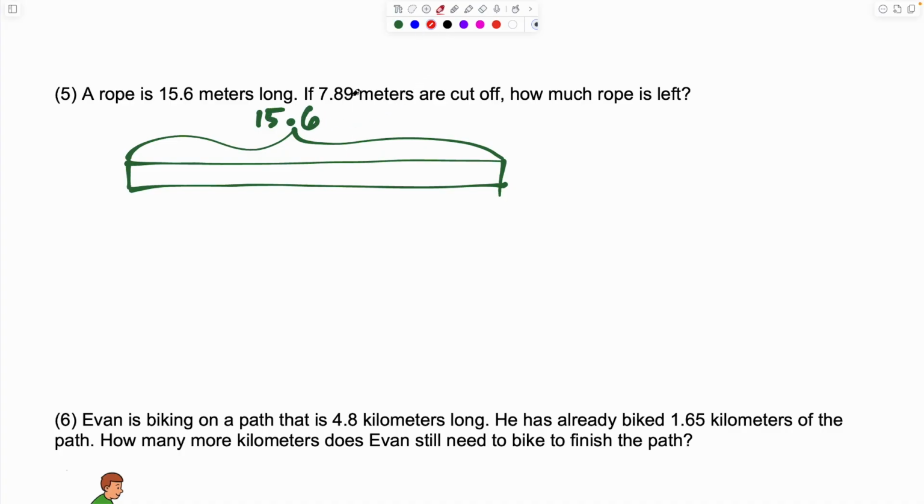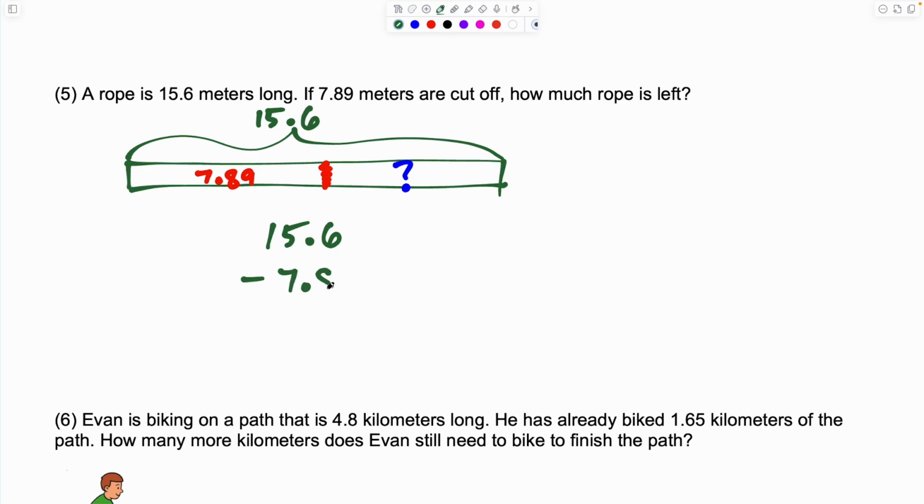And we're having some of the rope cut off here. We're cutting off 7.89 meters. So this amount here is being subtracted out. This is being cut off, and we want to know how much rope is left. So we're taking the total here, the 15.6, and let's make that neater. So we have 15.6, and we are subtracting 7.89.